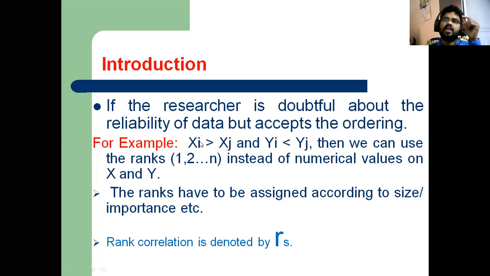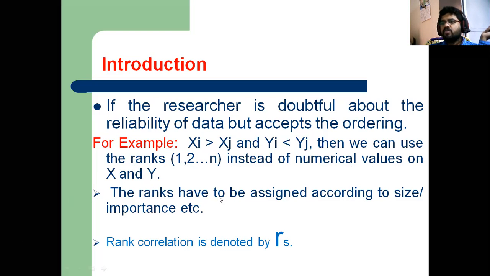For example, if xi is 90 and xj is 85, then 90 is greater than 85, so the 90 marks will get first rank, then 85 marks will get second rank, like that. So we will give the order 1 up to n instead of numerical values on x and y. Then I will show you how we can give the ordering also.